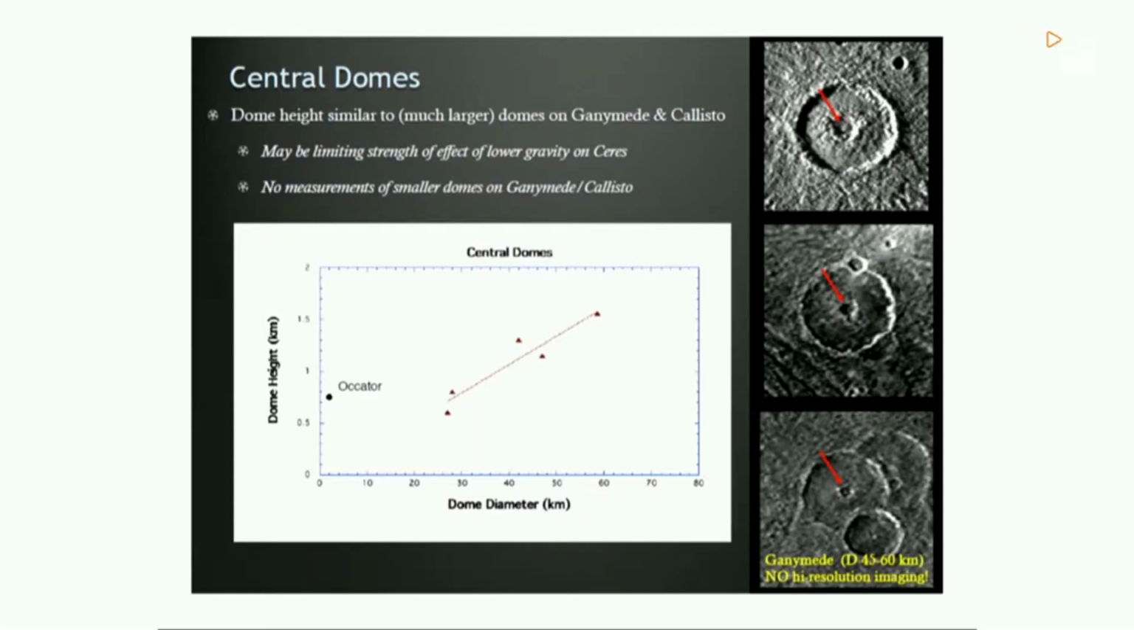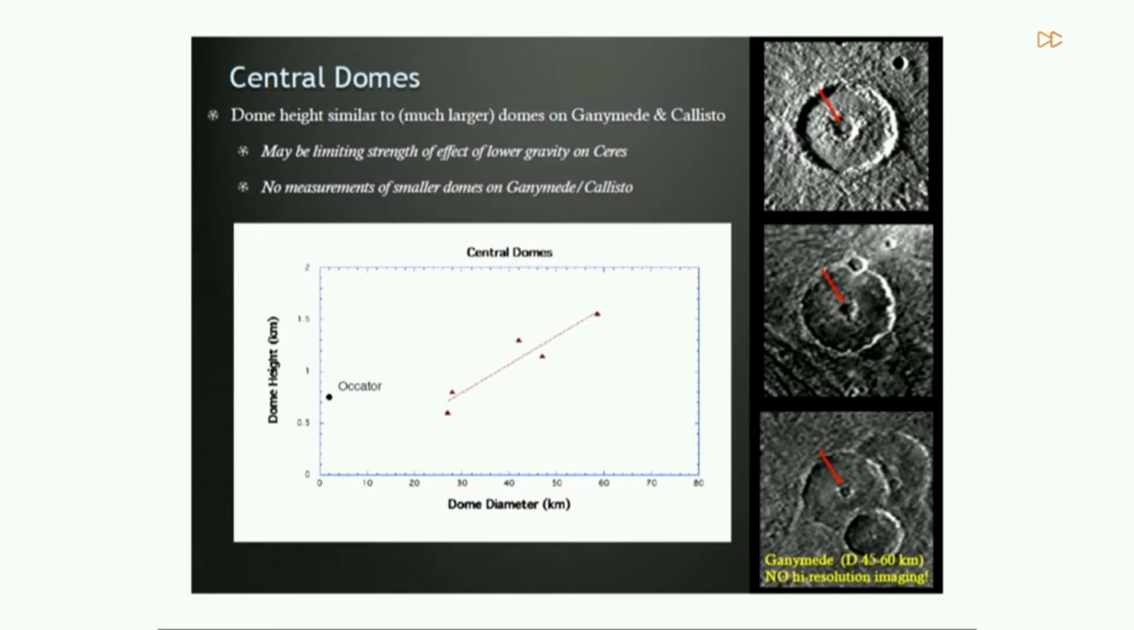Looking at the shape of the dome, this is the height plotted against the diameter of the dome on Occator, plotted against the very few domes that we have measurements for on Ganymede and Callisto. We've only got about 5 of them. That's again because we don't have the data yet. There does seem to be a trend on Ganymede and Callisto that indicates a modest increase in dome height with size, but Occator doesn't fit on that curve. I don't know why. It's only one example.